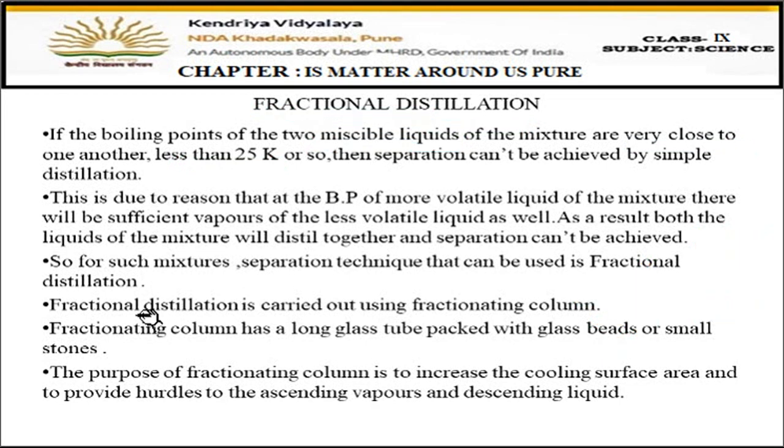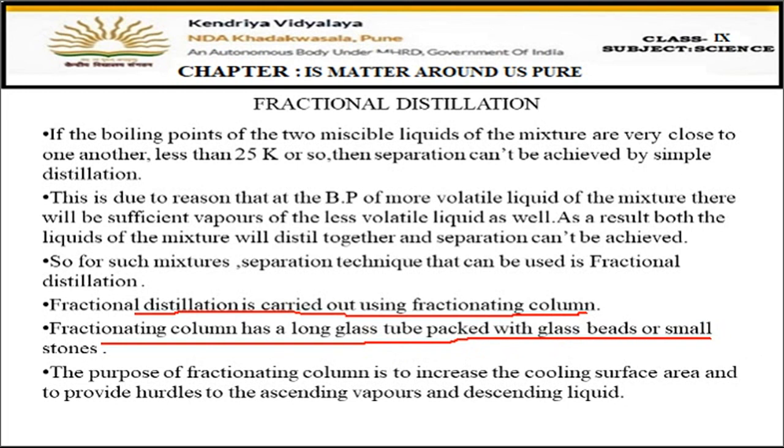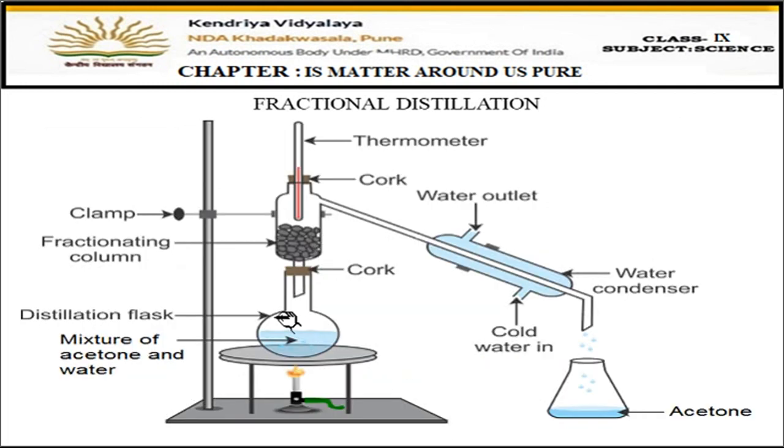Fine. Now, fractional distillation is carried out using a fractionating column. A fractionating column has a long glass tube packed with glass beads or small stones. Let me show you the fractionating column. Here you can see the same setup, but with one difference. One more thing is added to the setup, that is the fractionating column. This is a glass tube only, in which some glass beads are kept. So this becomes a fractionating column.